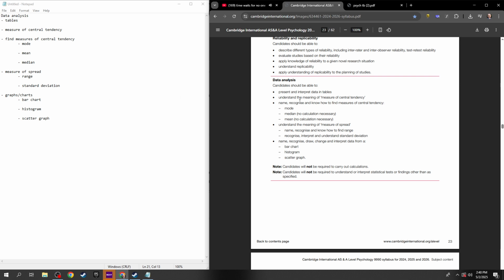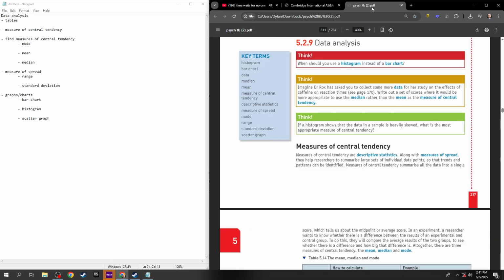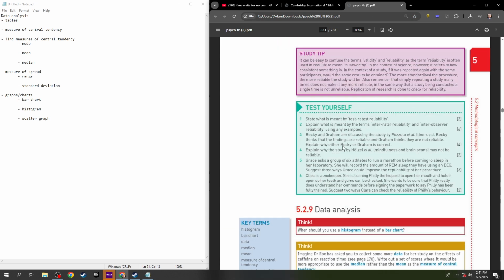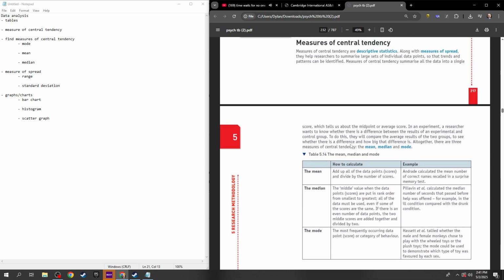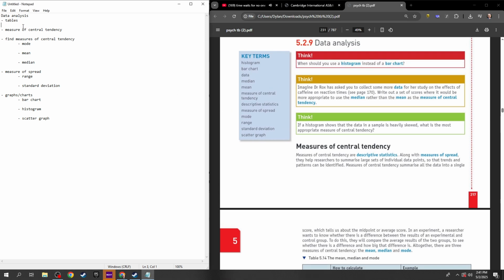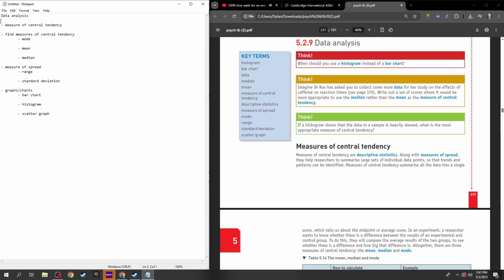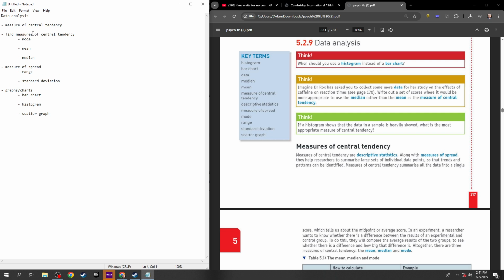So, let's go over this, shall we? Boom, there you go. So, we actually start by not talking about tables at all. So, I don't know what they were smoking. It must have been good when they made that syllabus.